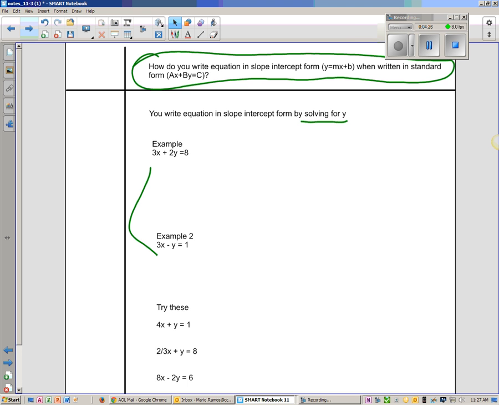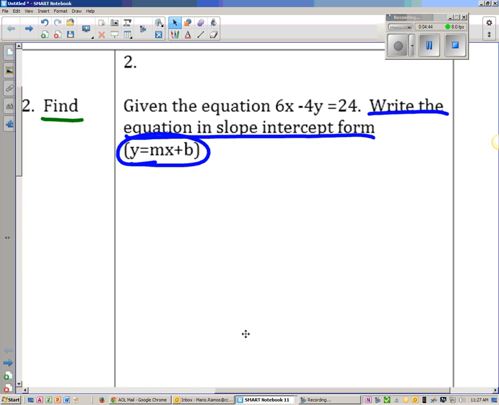Okay, so once again, if you're not taking good notes, this is why you're having problems with your quizzes when you do your independent work. Okay, you're not able to make the connections between what we're doing in class to what you have to do when it comes to a quiz. All right, so let's just go ahead and work the problem now. Given the equation, write the equation in slope-intercept form.